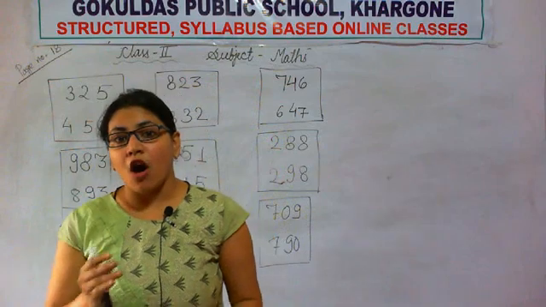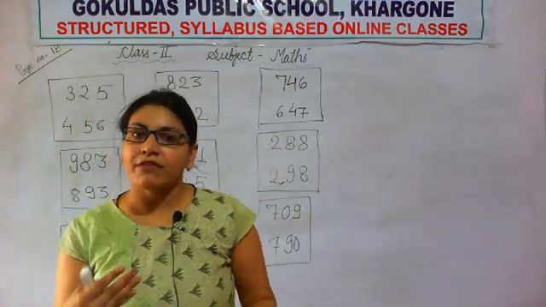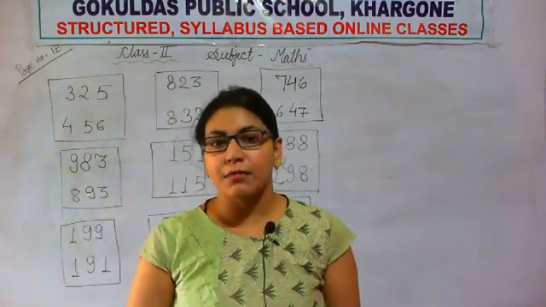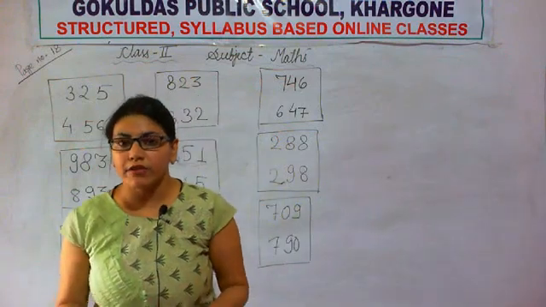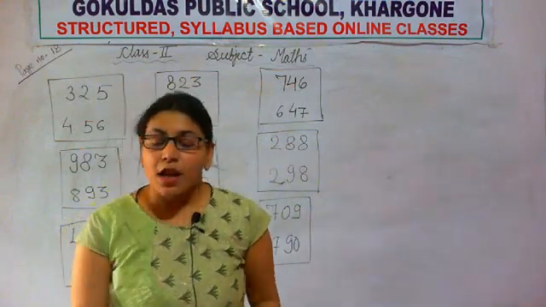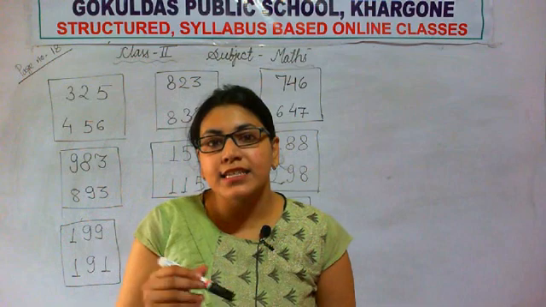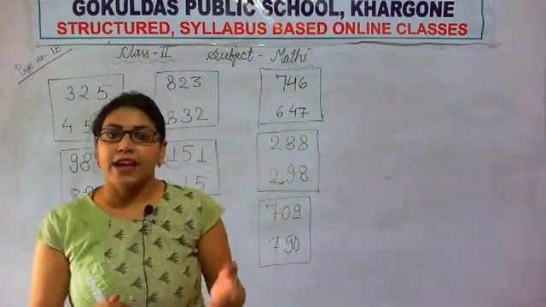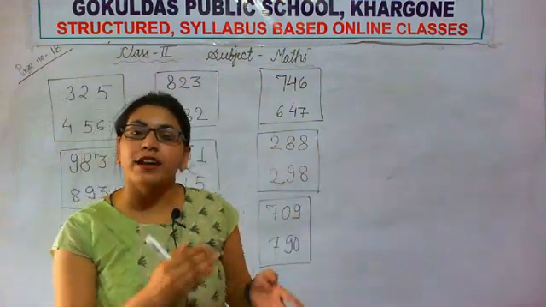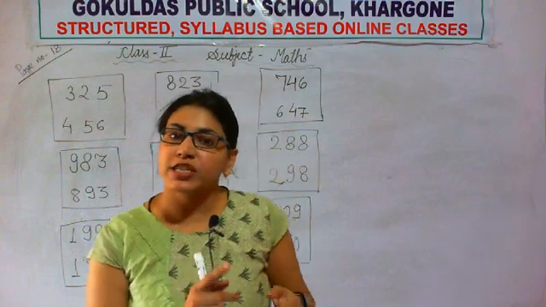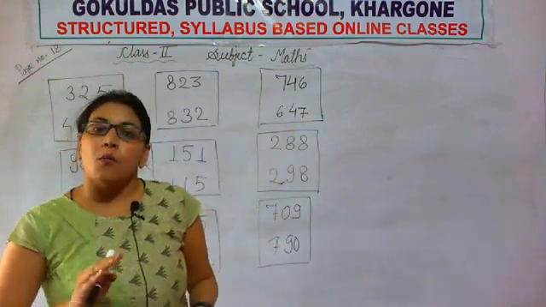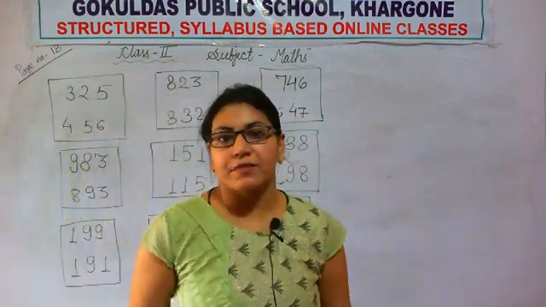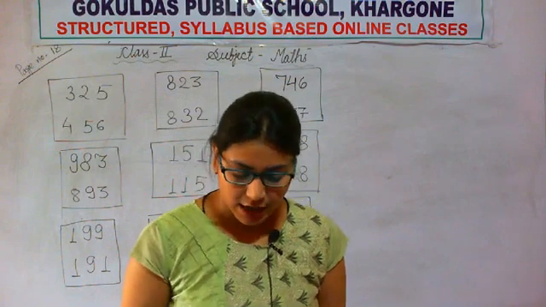And what if all the numbers have the same number of digits, like both the numbers have 3 digits, then what will we do? We will check the highest place digit, like hundreds. And if both the hundreds are also the same, then we will check the tens, and if both the tens are also the same, then we will check the ones.